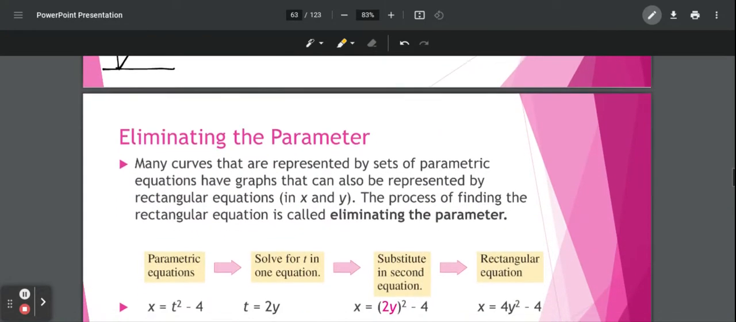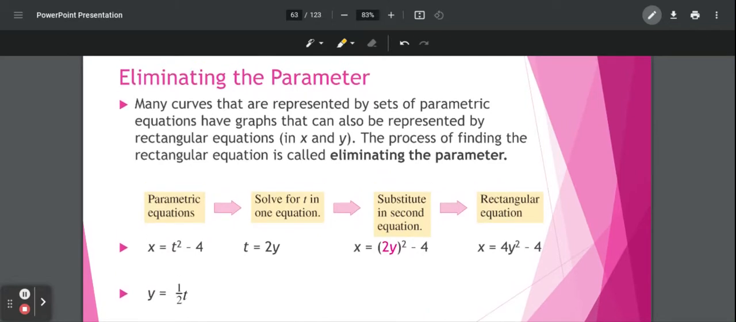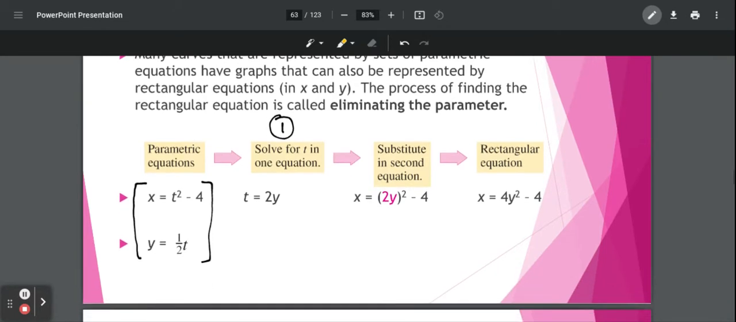So then the other thing that we might need to do is eliminate the parameter. And so eliminating the parameter means we're given parametric equations, but we want to put it back into a rectangular equation. So we want to get rid of the t. And the way that you eliminate the parameter kind of goes through this process. We're given these two parametric equations right here. So your first step, this is kind of your step one right here, we need to figure out what one of the equations equals in terms of t, or solve one equation for t.